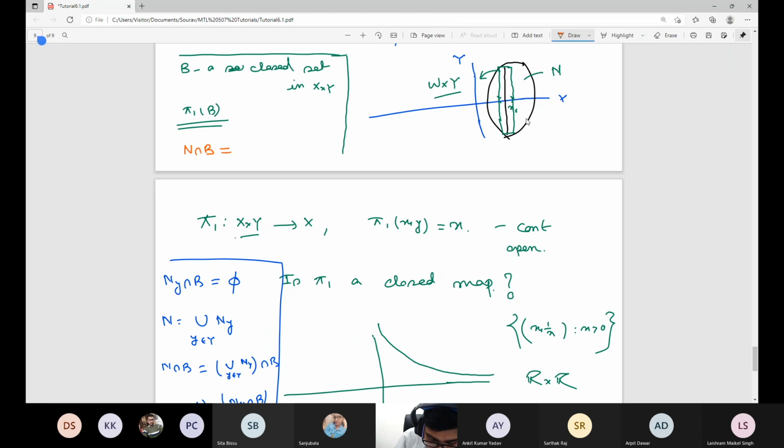N intersection B is empty, right? And W cross Y is a subset of N. So W cross Y intersection B is empty. Fine. Now consider the projection.